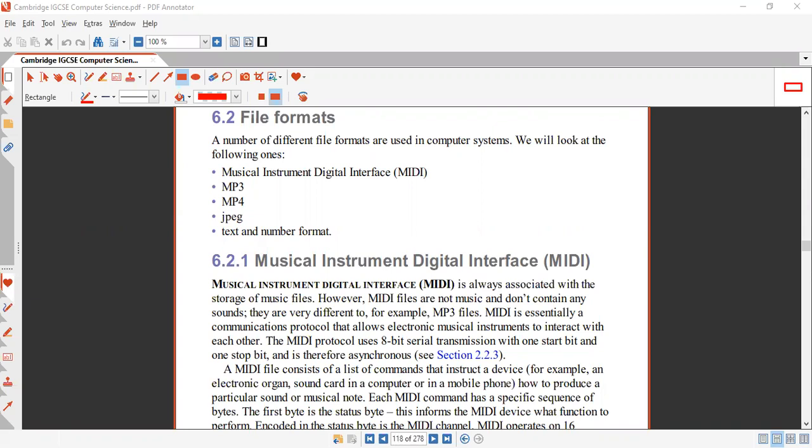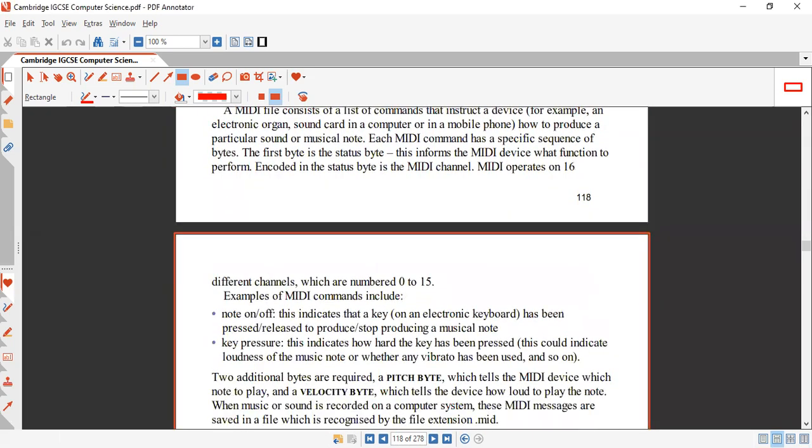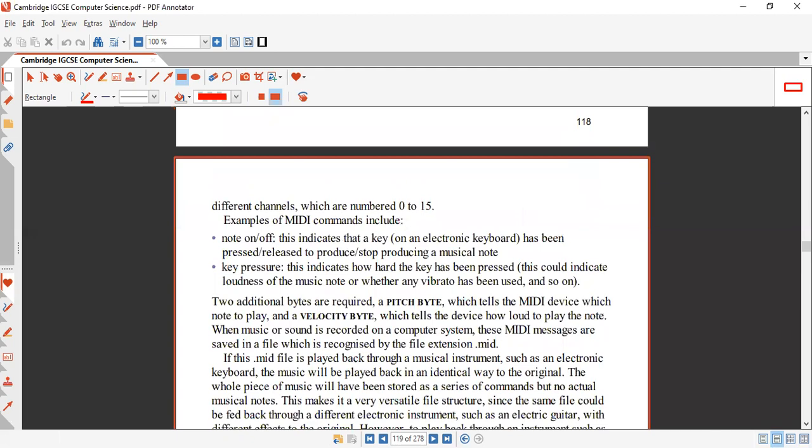Now, MIDI means Musical Instrument Digital Interface files, and these are files that contain just the instrumental or digital instrumental sounds. No lyrics, no videos, nothing apart from the instrumental sounds. They have two additional bytes. And what are those two additional bytes? Number one, the pitch byte, and the other one is the velocity byte.